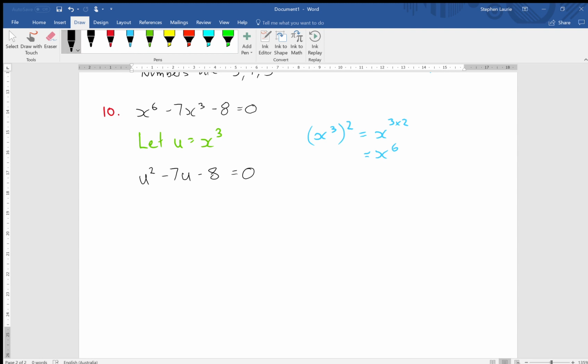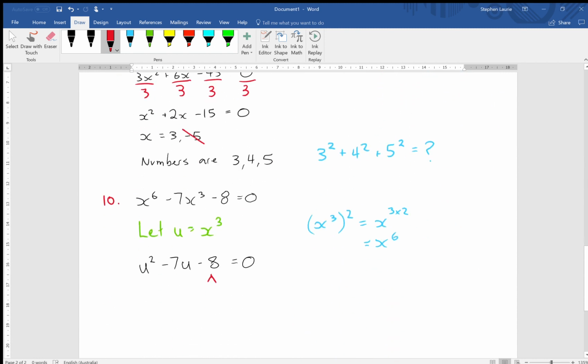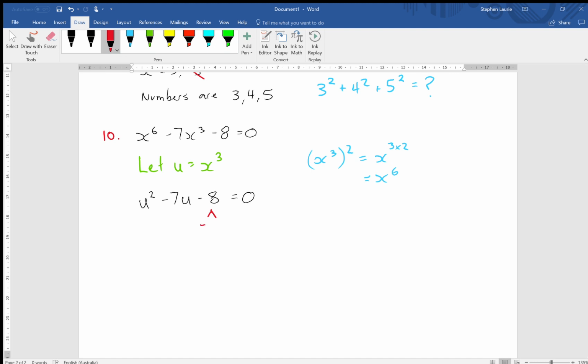Alright, so let's solve this for u. Well, we've got some factors of negative 8 that add to give negative 7. That would be negative 8 and plus 1. So we can say that u minus 8, u plus 1 equals 0, and therefore u equals 8 or u equals -1. But we're not after u, we are after x cubed. So let's put that back in instead. x cubed equals 8 or x cubed equals -1.